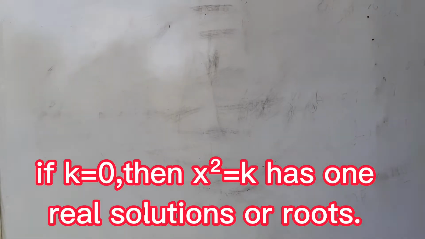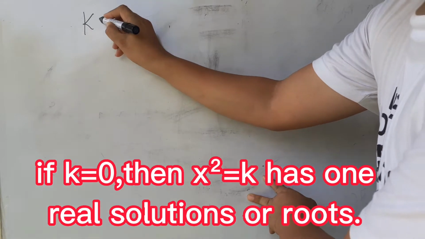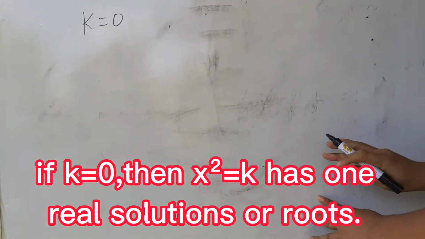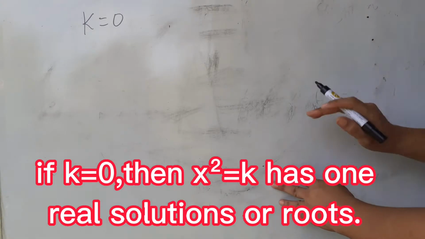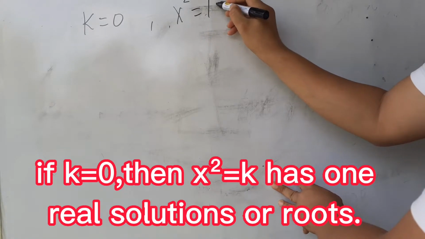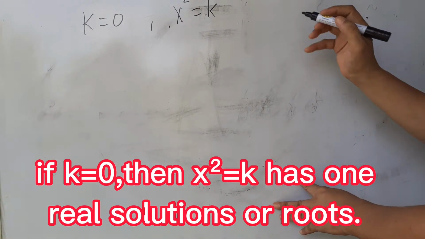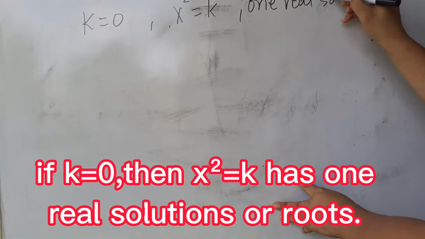Okay, the second property is if k is equal to 0. Dito, ang constant naman natin ay 0. So, if k is 0, then x squared is equal to k. Then it has only one real solution.